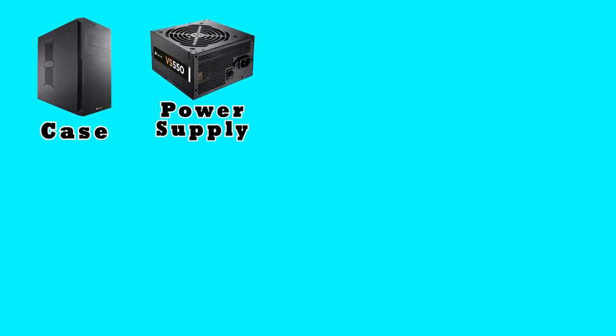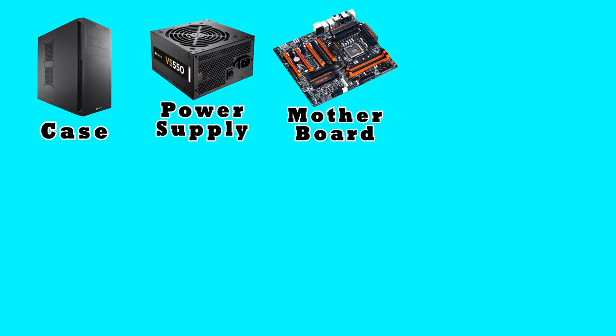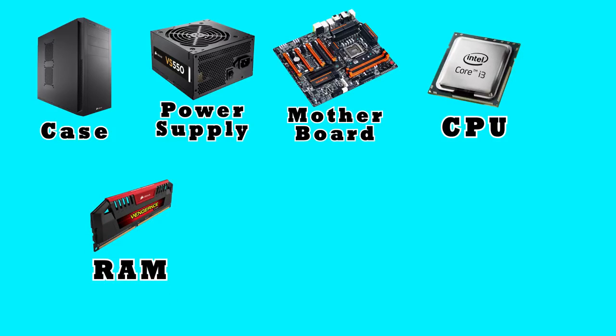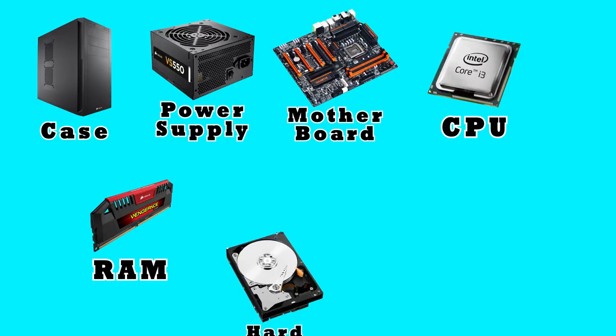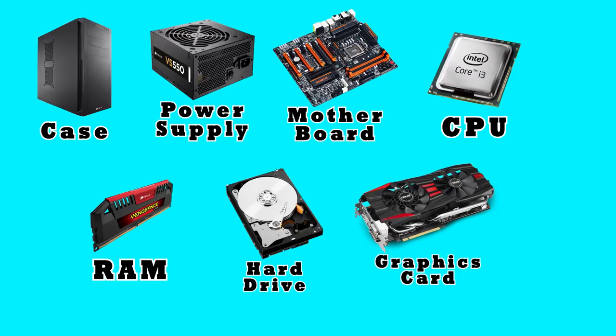So to summarize what I talked about so far, the case stores everything in a physical box. The power supply gives electricity to what needs it. The motherboard is the body that everything plugs into. The CPU does everything. RAM stores data that is needed for quick access. Hard drives store everything that you have installed and the data that goes along with those programs. While the graphics card figures out how it's all supposed to look on your monitor.